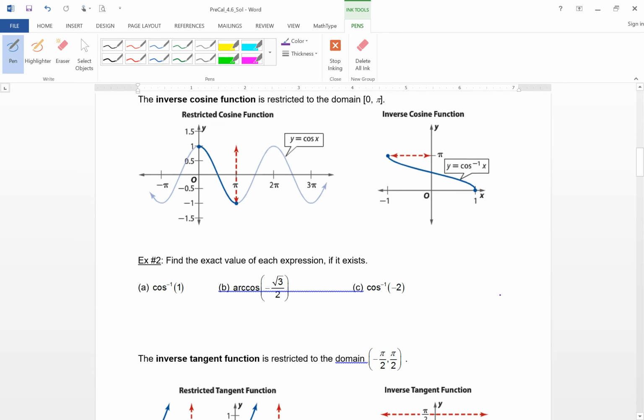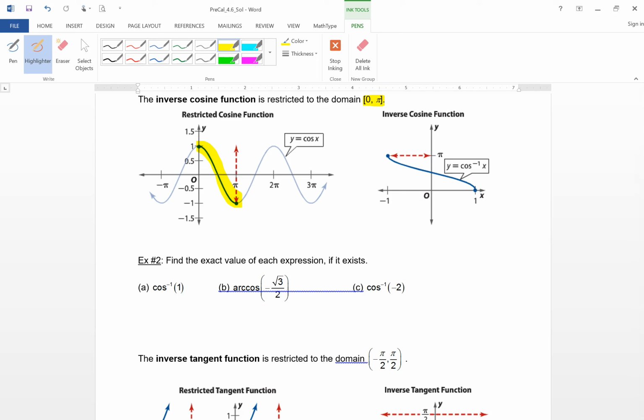Alright, so now let's go to inverse cosine. To make sure that inverse cosine passes the horizontal line test, we have to restrict the domain again. This time, we go between 0 and pi. Alright, you know how we went from negative pi over 2 to pi over 2 before? Now we go from 0 to pi.